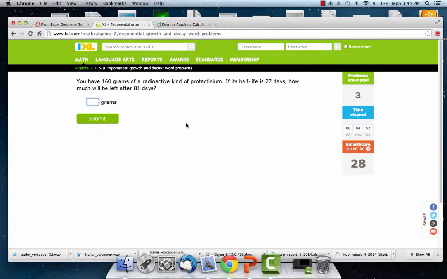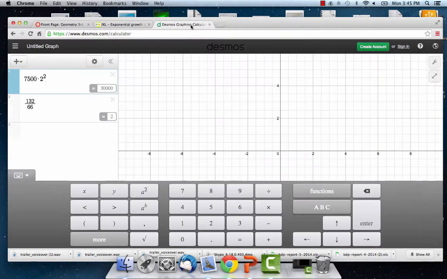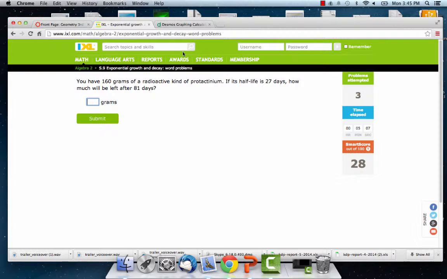Pardon all my tapping, but I'm using a keyboard here. It's kind of wobbly. You have 160 grams of a radioactive kind of protactinium something. I don't even remember the name now. That was so weird. Okay, 160 is what we've got.